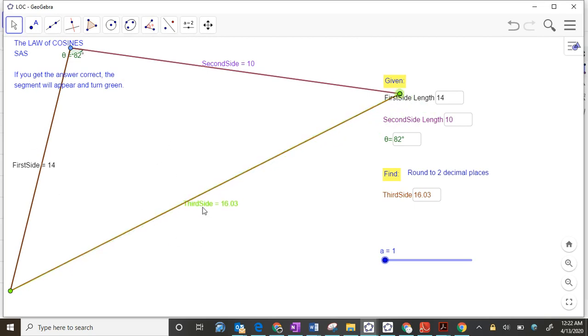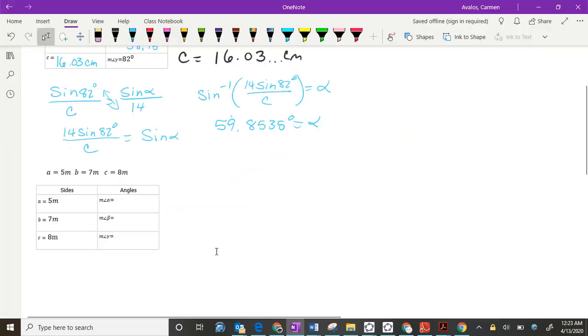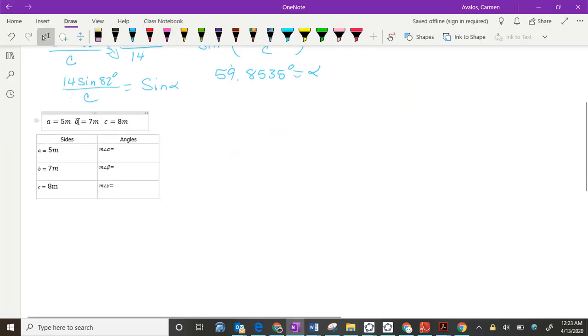So that's what it's saying. Here's the third side. Notice this is 82 degrees, that's 14, and that's 10, and then we have that. Very good. Okay, and over here, we have this one here, which is side, side, side. And so when I look at that, we already have the 5, the 7, and the 8, so now we just have to find the angles. So how do I find the angles on there?